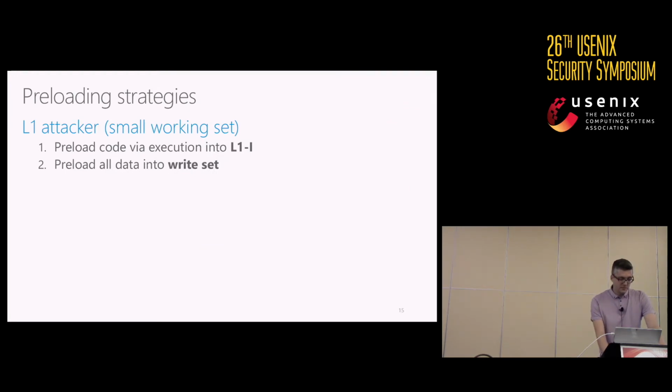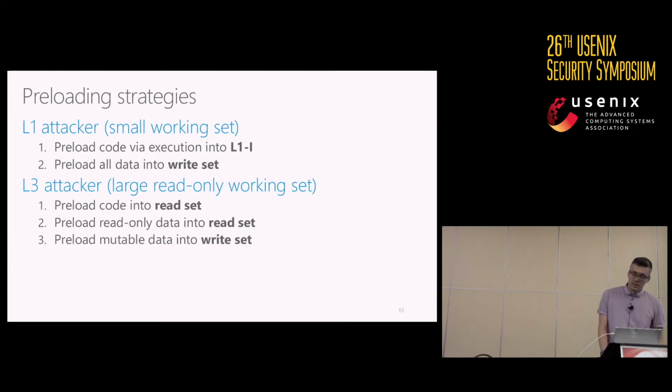Okay, so preloading strategies. I already outlined this a bit. If we have an L1 attacker, we can pin all our data into that cache by doing spurious writes to it in the preloading phase, like fake writes to every cache line. And we can keep the code in the L1 by executing it during the preloading phase, executing all possible code cache lines. To protect against an L3 attacker, which is weaker, we can relax our protection a bit and thus get a larger working set. So what we do is we preload code into the read set by reading code. Then we preload read-only data into the read set by reading it. And then we preload writable data by writing to it again.